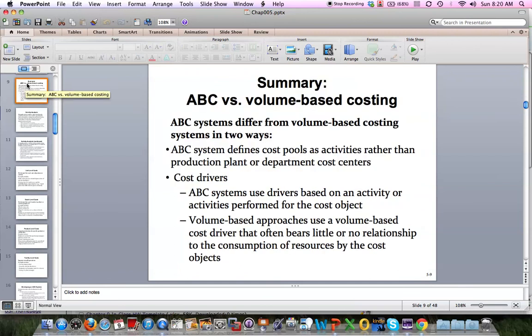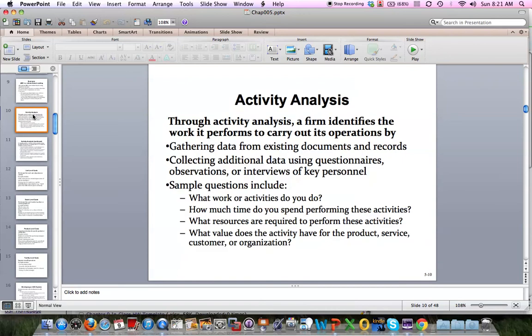Okay, so a summary between the two. We know ABC defines cost pools as activities rather than production plant or department cost centers, so a different way to look at it. Cost drivers for ABC are based on an activity or activities performed for the cost object, and we'll go through what those examples are real soon. Volume-based is basically going purely based on volume, the volume of labor, the volume of machine hours, which bears little or no relationship to the consumption of resources by the cost objects. Okay, so it's a simplistic approach, which still works. It gives us an answer, but we're going to find out that ABC will probably give us a better answer.